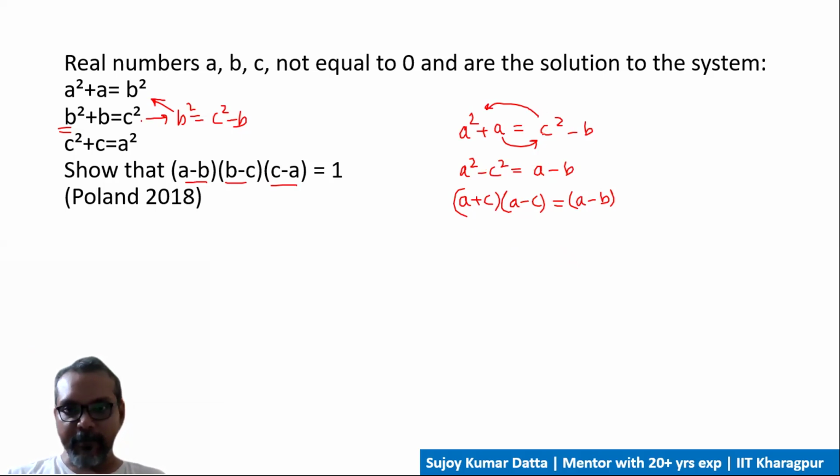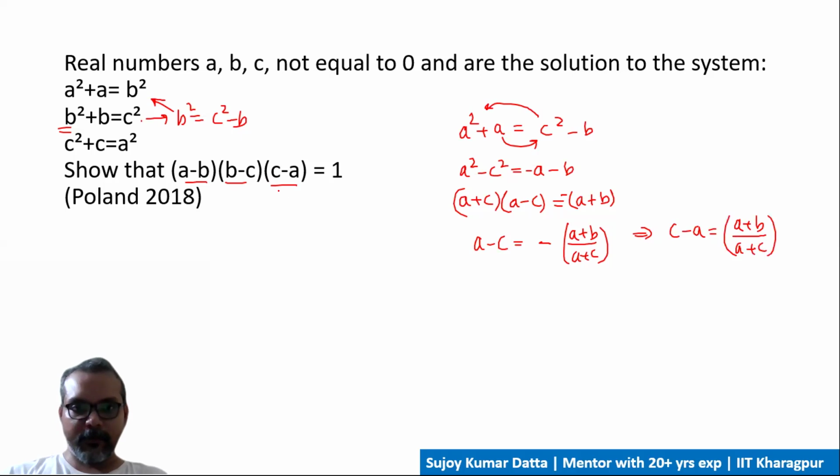Yeah, sorry, this is a squared minus c squared is negative a minus b. So we'll take out the negative sign common, a plus b will come. So a minus c will be minus of a plus b over a plus c. Adjusting the negative sign, we have finally c minus a to be a plus b over a plus c. So this one is a plus b by a plus c.